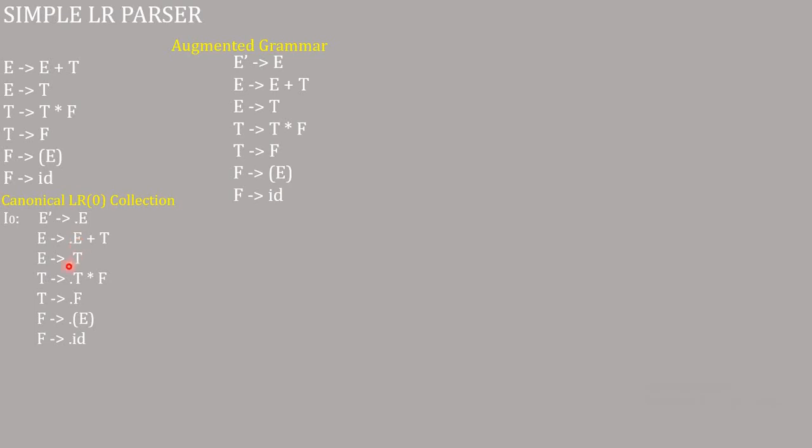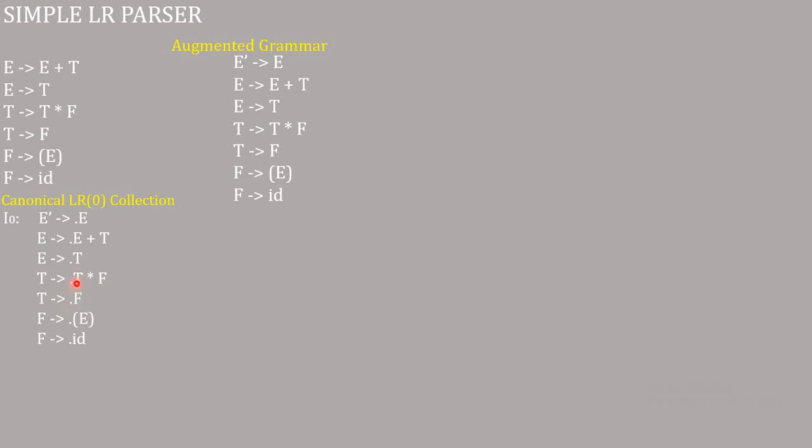Here it is dot followed by T. It's a non-terminal, right? So what do you have to do? We have to list the production rules for the non-terminal T. So what are the production rules we have? T tends to T star F and T tends to F. So list them out, and as we did in our earlier case, here also you have to put the dot symbol in the left hand side of the rule. Okay, so it is dot T star F, dot F.